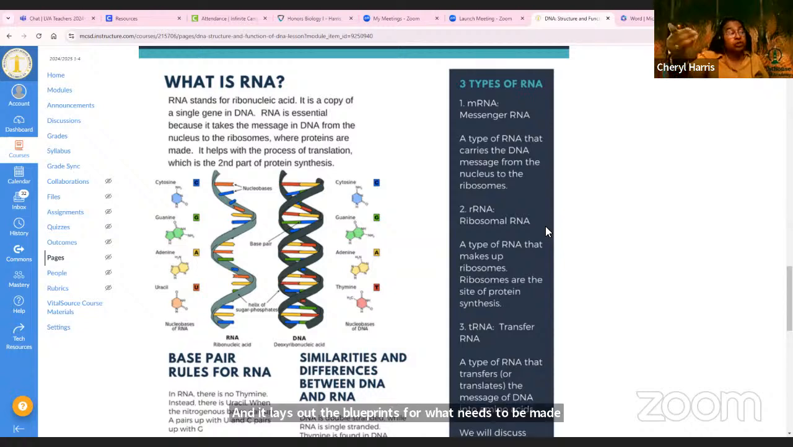So the ribosomal RNA goes to the factory, and it lays out the blueprints for what needs to be made. And then the messenger RNA comes in and reads, actually, I got that kind of backwards. The messenger RNA brings it to the ribosome, and the ribosomal RNA will create a table for the message to be translated. So we're going to be talking about 3 words, translated and transcribed, later on.